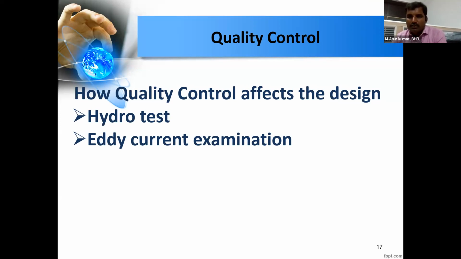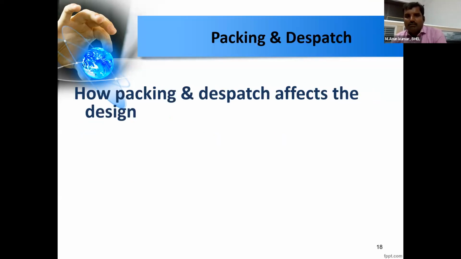So we have introduced some 0.1 mm thickness in the design at a later stage based on these experiences. Then packing and dispatch also affect our design. For example, equipment designed for nuclear applications has to be dispatched with nitrogen filled in the equipment as well as in the outer periphery of the equipment.